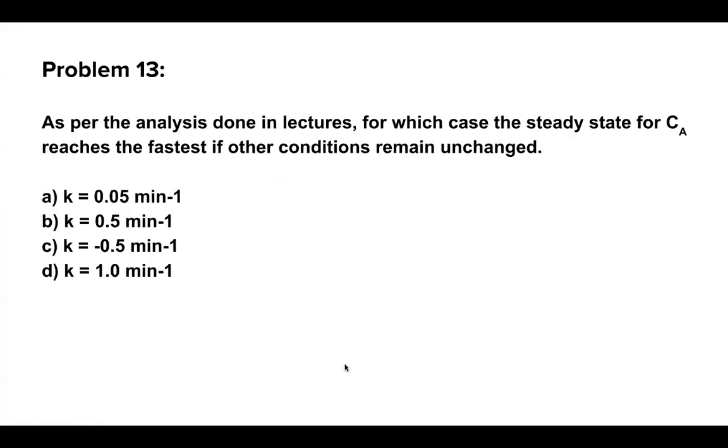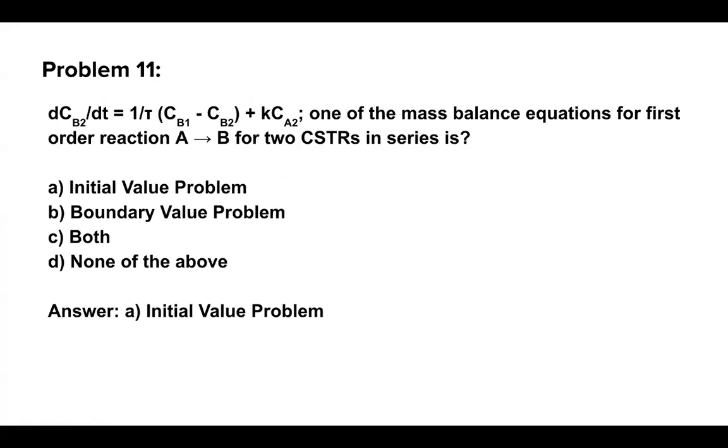Now, as per the analysis done in the lectures, in which of the cases does the steady state for A reach fastest if conditions remain unchanged? Should we go back? We studied for K equal to 0.5, 0.1, and let me just go back. Okay, in which case does A reach steady state faster?